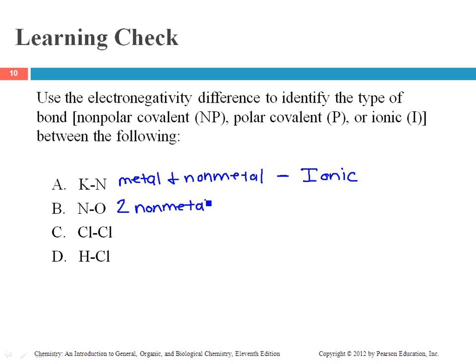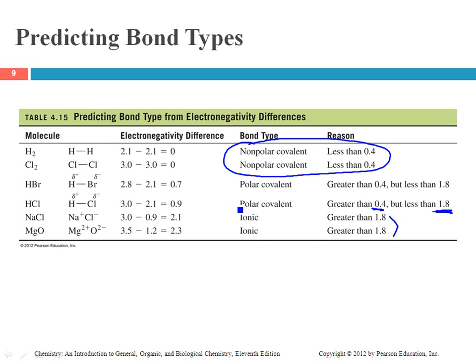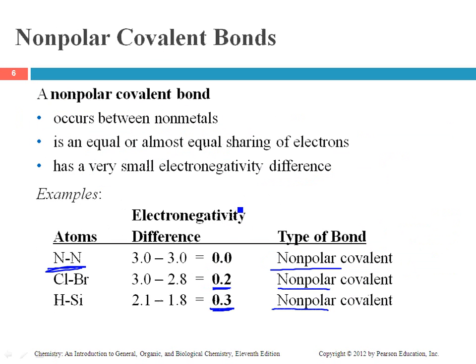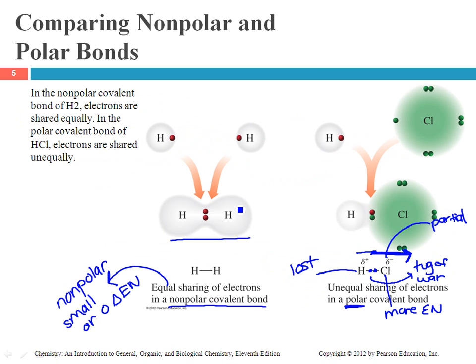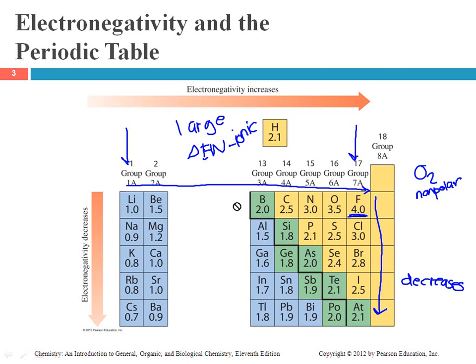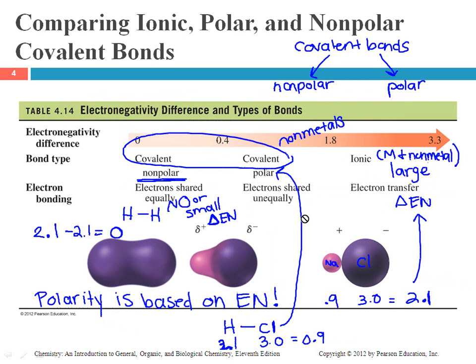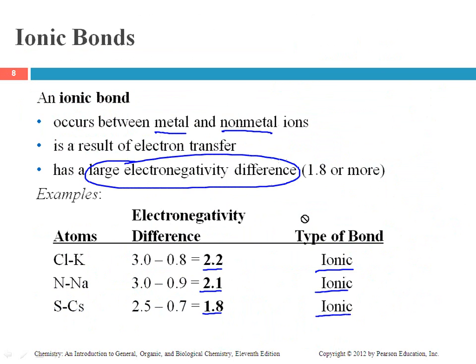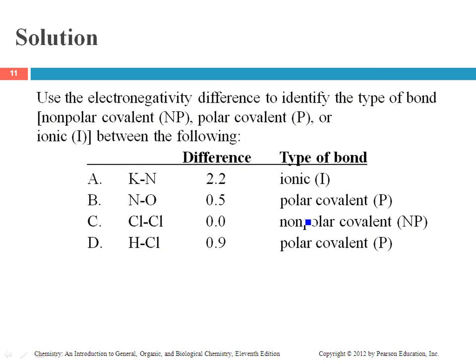For B, we have two nonmetals. So right away we know that this is covalent, but we're trying to determine if it's nonpolar covalent or polar covalent. If we look back at our chart, for nitrogen and oxygen, we have a difference of 0.5. And we know that a difference of 0.5 means that we have a polar covalent bond.